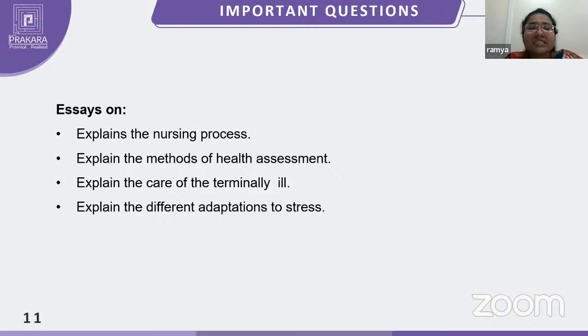And the next question is: explain the care of a terminally ill patient. At the last stage of life, like cancer patients who ultimately may die, how will you care for terminally ill patients? There is a process for them, and you should write the process steps. First you should mention the definition and process steps. Next we have to write the roles of the nurse.